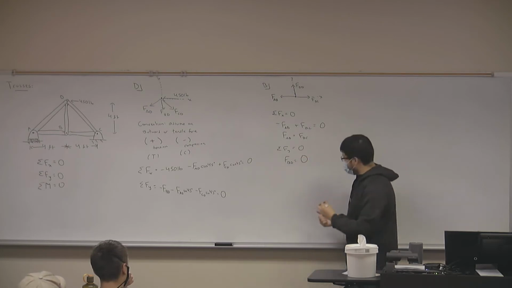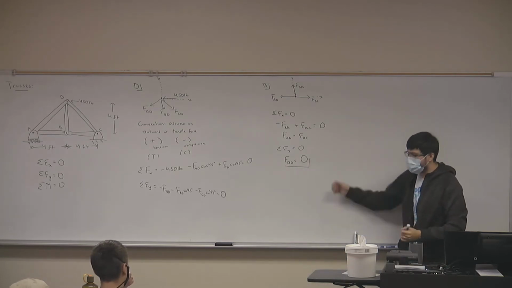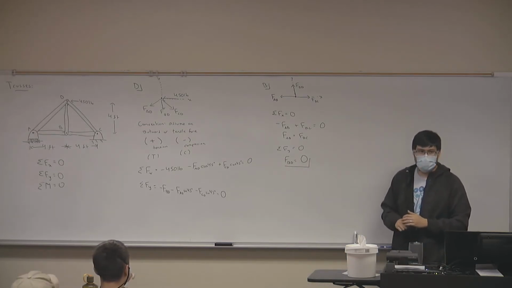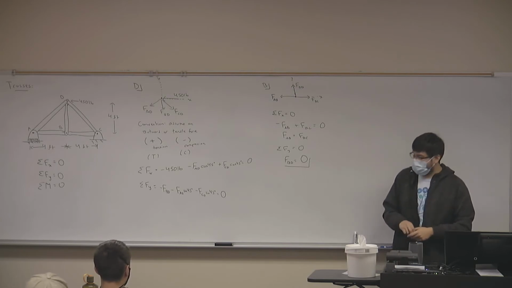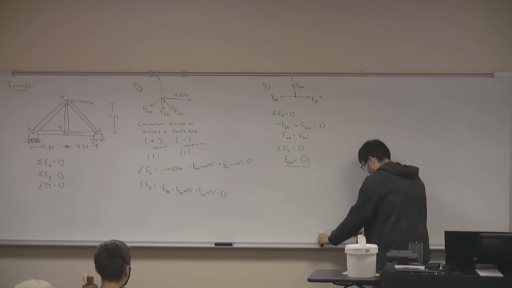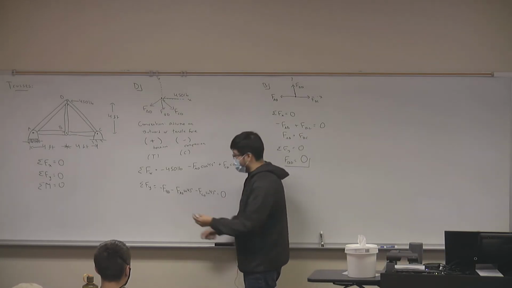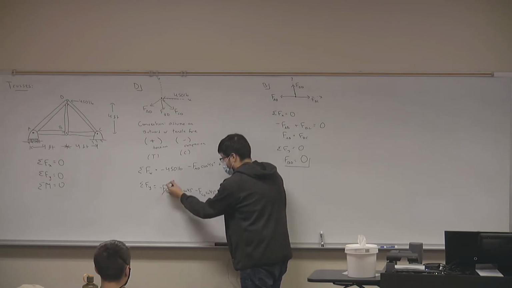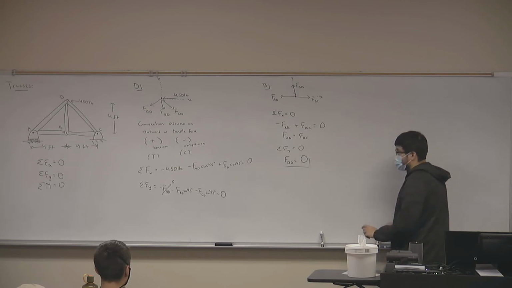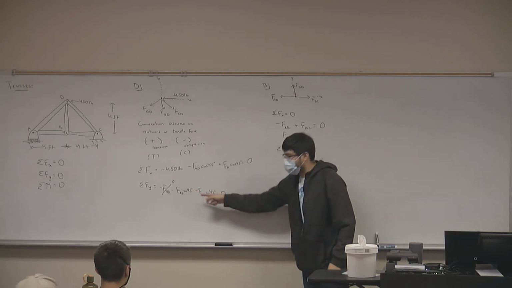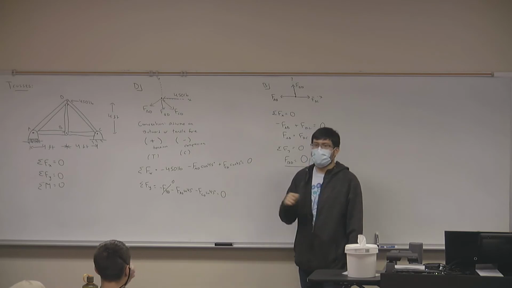Look at this. FBD equals 0. How does this help simplify our problem? You can take that value and plug it back into joint D. So we see FBD equals 0. So now, how many unknowns do I have here? 2. How many equations? 2. And now can I solve this?